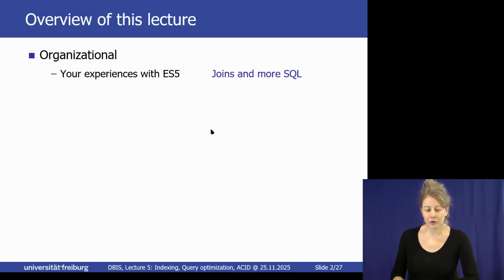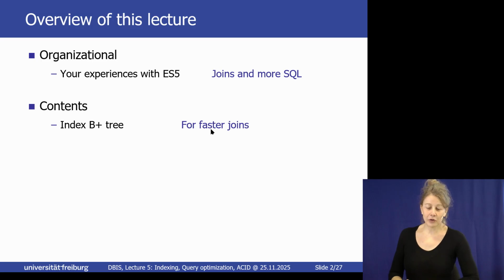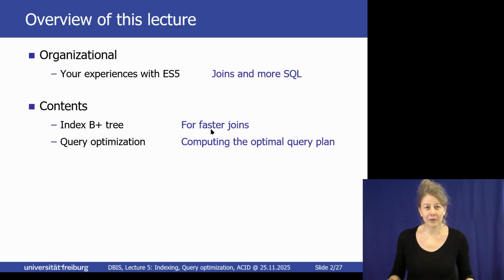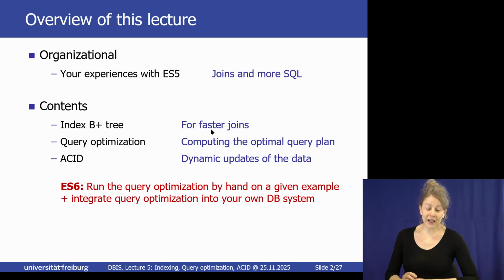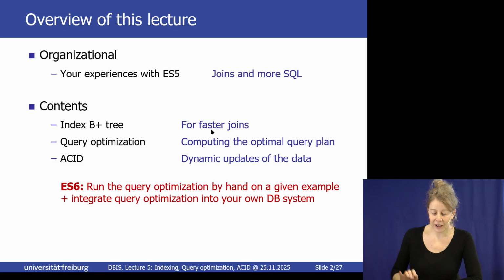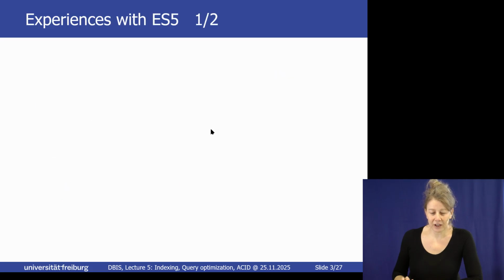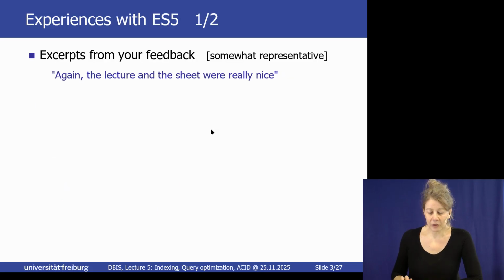So here's an overview. As usual, I will say something about the experiences with the last exercise sheet first, which was about joins and more SQL. And then today we will talk about indexing, in particular the B plus tree index, and query optimization. I will tell you all about it, and a little bit of ACID, but that will just be at the end and just for information. On the exercise sheet, we will explain what query optimization is, and you will do that by hand on a given example, and then integrate it into your system, and I will show you what that means in a minute.